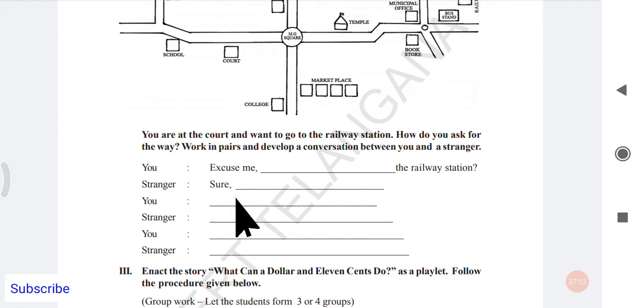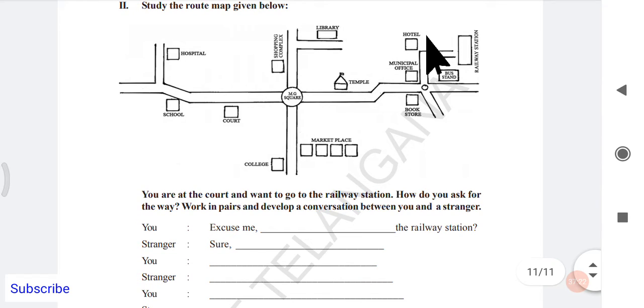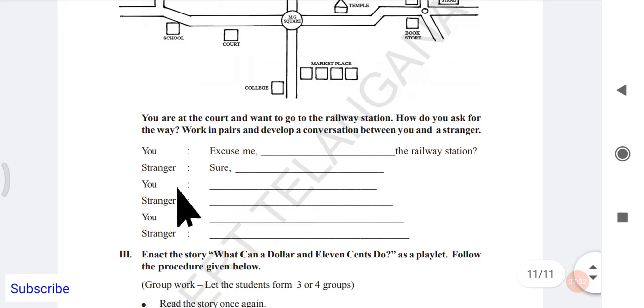Next, stranger: Sure, go straight, take right, cross MG Square and go straight, take left and go straight, go right, and there you will find the railway station. It is very long and there are many crossings here, so mention all those in that sentence. Next you have to ask again, how far is it from here? The stranger can say that it is 15 minutes from here, or it is 1 kilometer from here. Next, you: Thank you. Stranger: Welcome.